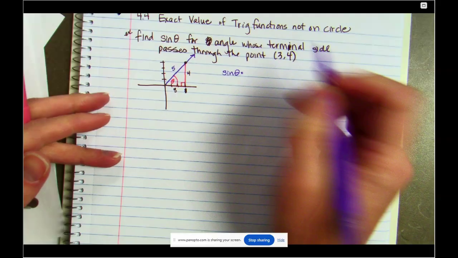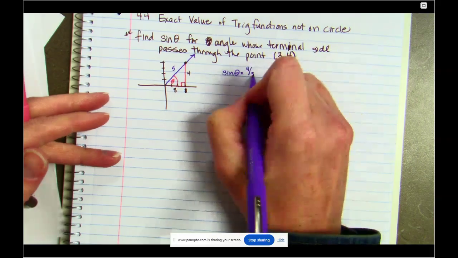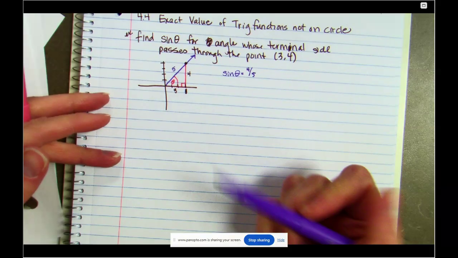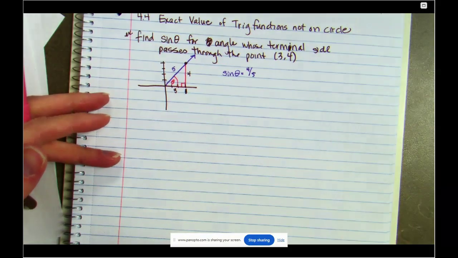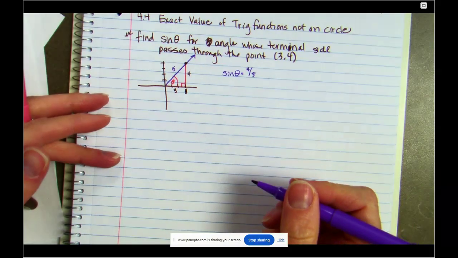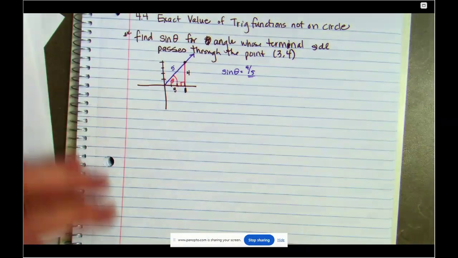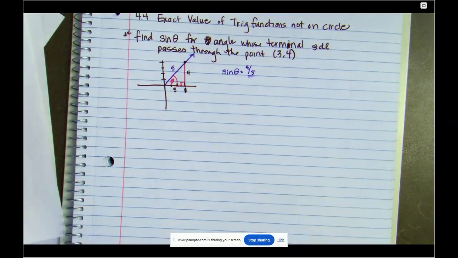4. No, you gotta do the inverse. No, you don't have to do the inverse. It's opposite. Sine is opposite over hypotenuse. So you're done, and that's the exact value because there it is. It's a fraction.